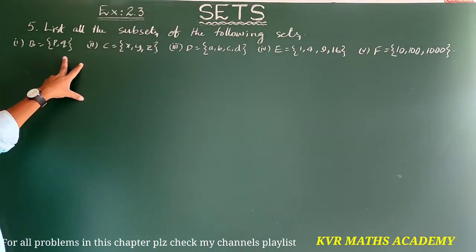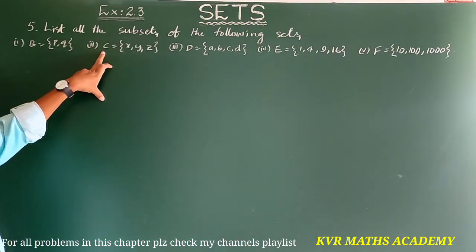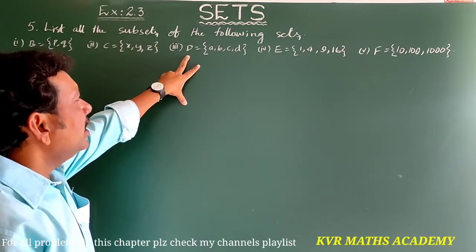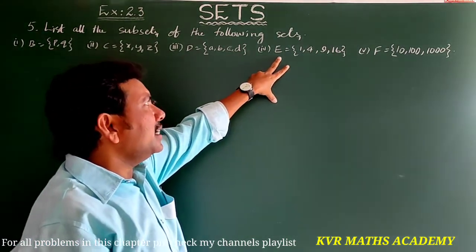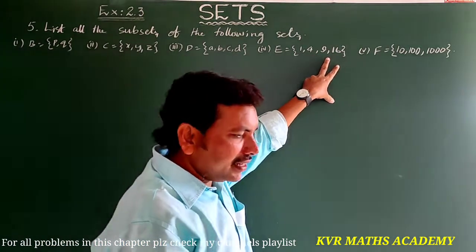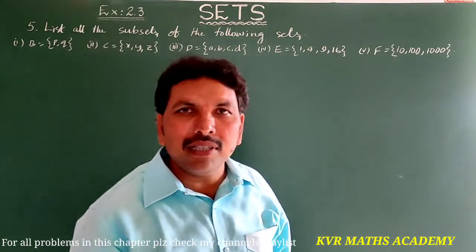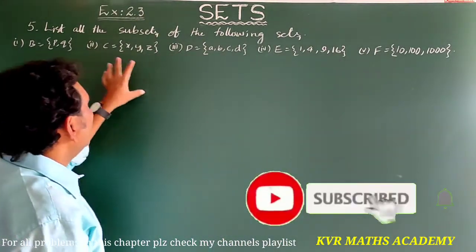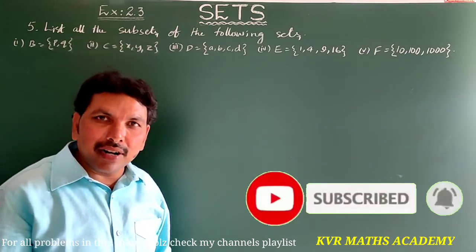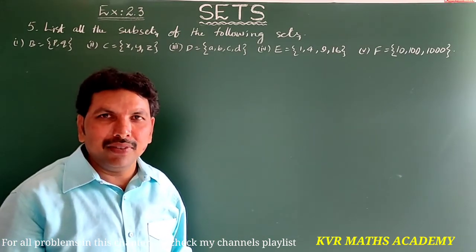Here 5 sets have been given. B is equal to set of P, Q; C is equal to set of X, Y, Z; D is equal to set of A, B, C, D; E is equal to set of 1, 4, 9, 16; and F is equal to set of 10, 100 and 1000. So for each of the following sets, we will write the subsets.